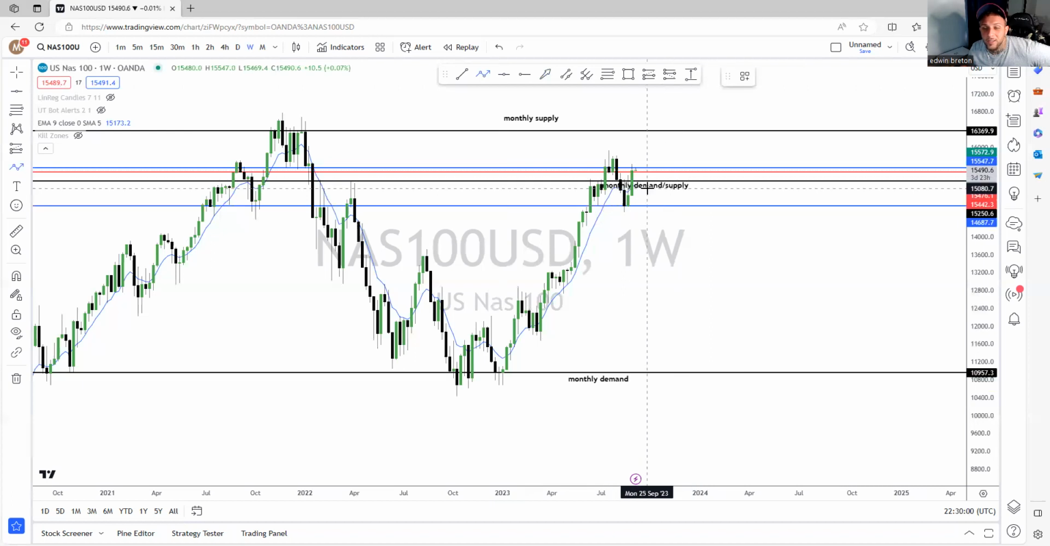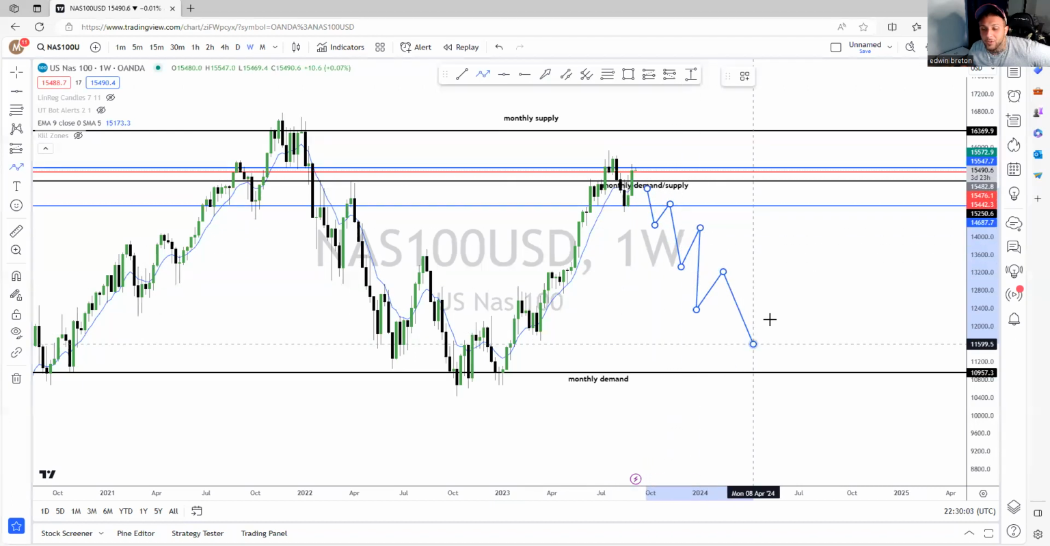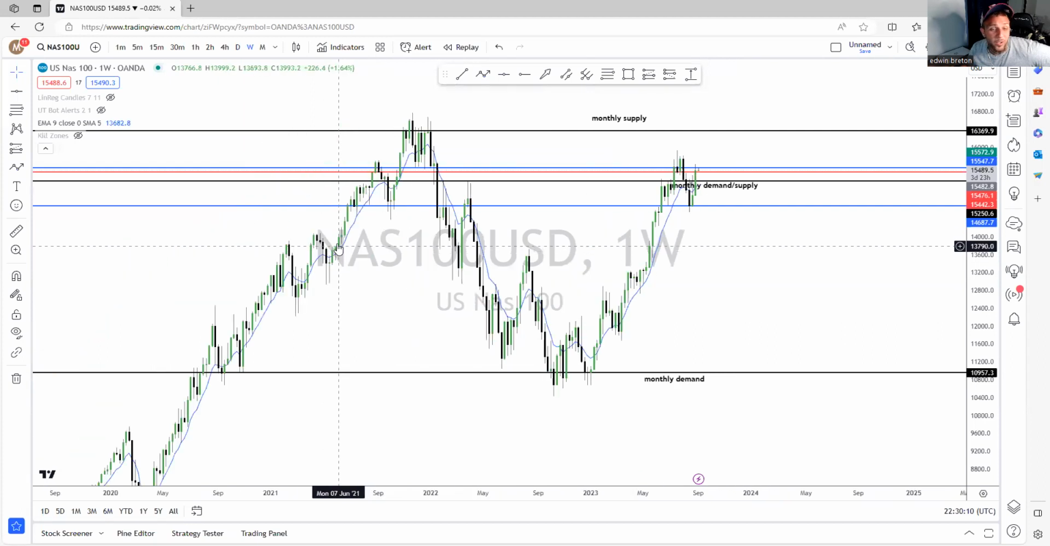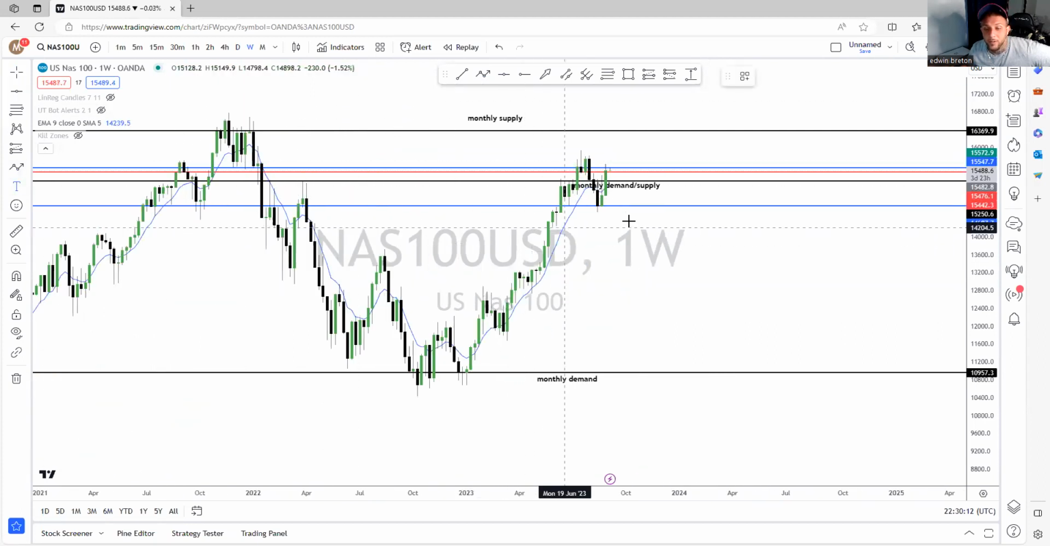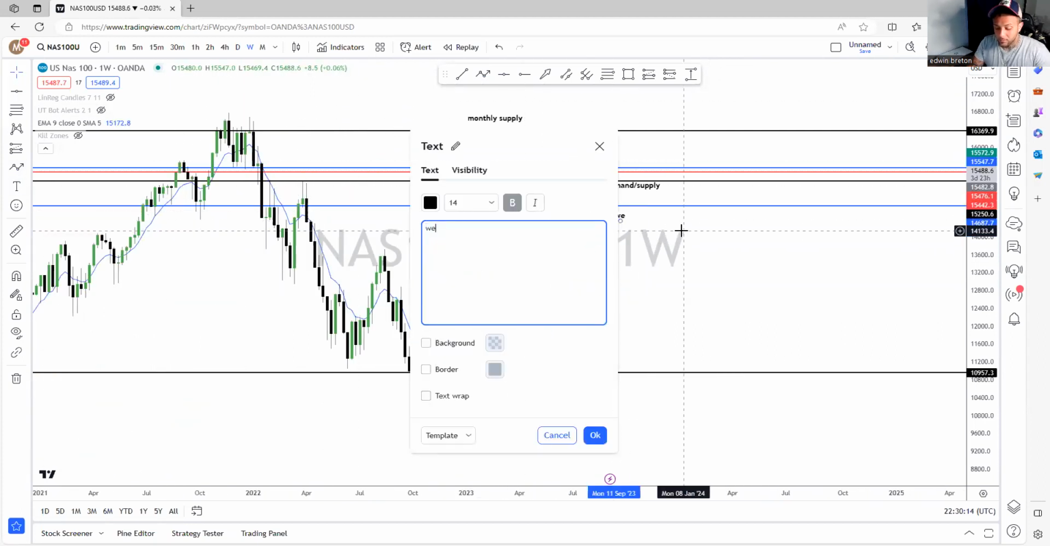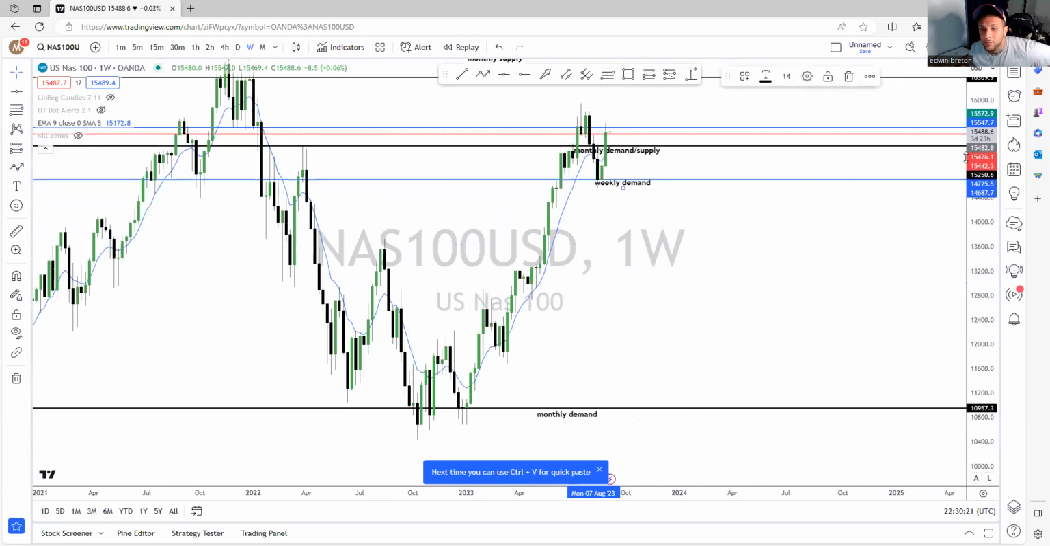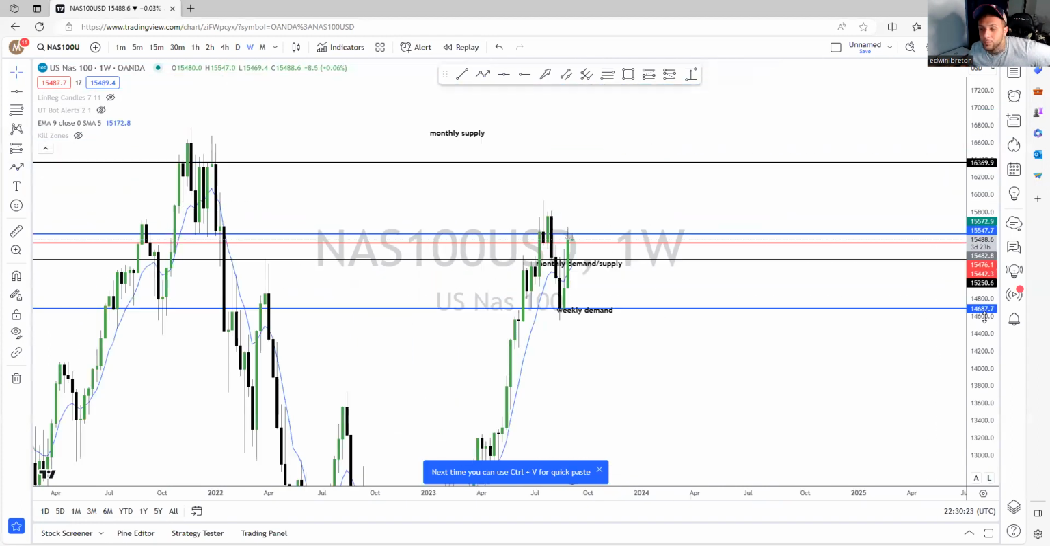If we do potentially see a break below this level, then we can start catching sells to the downside all the way down to this monthly demand, because we are trading in between those two zones right now. So I'm going to write a weekly demand here. Let me zoom in.